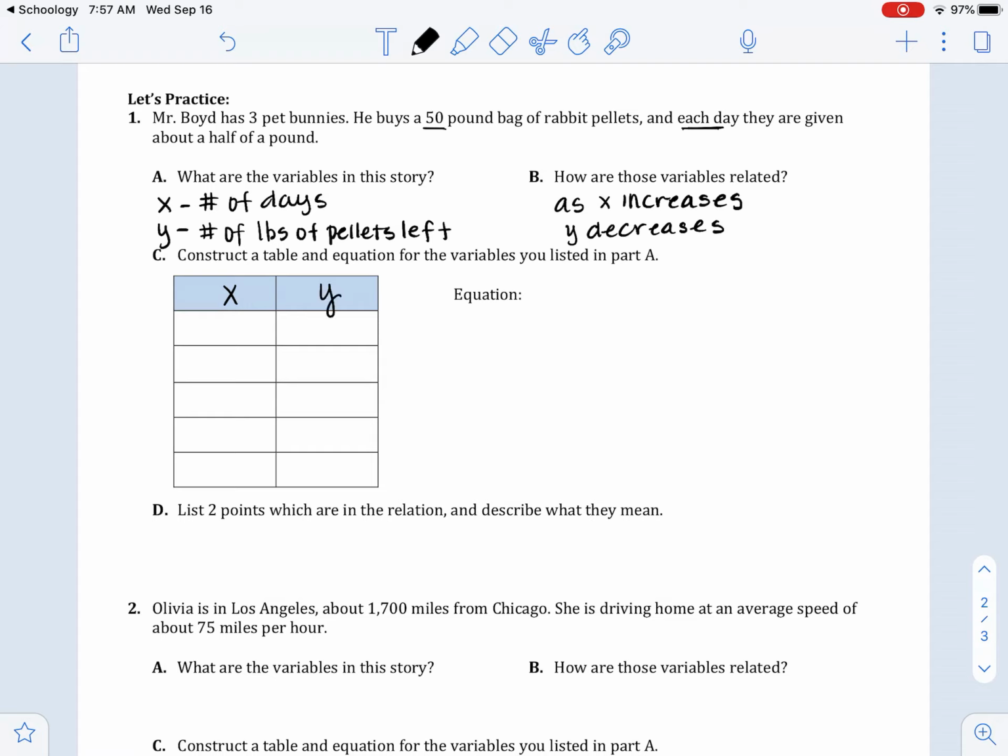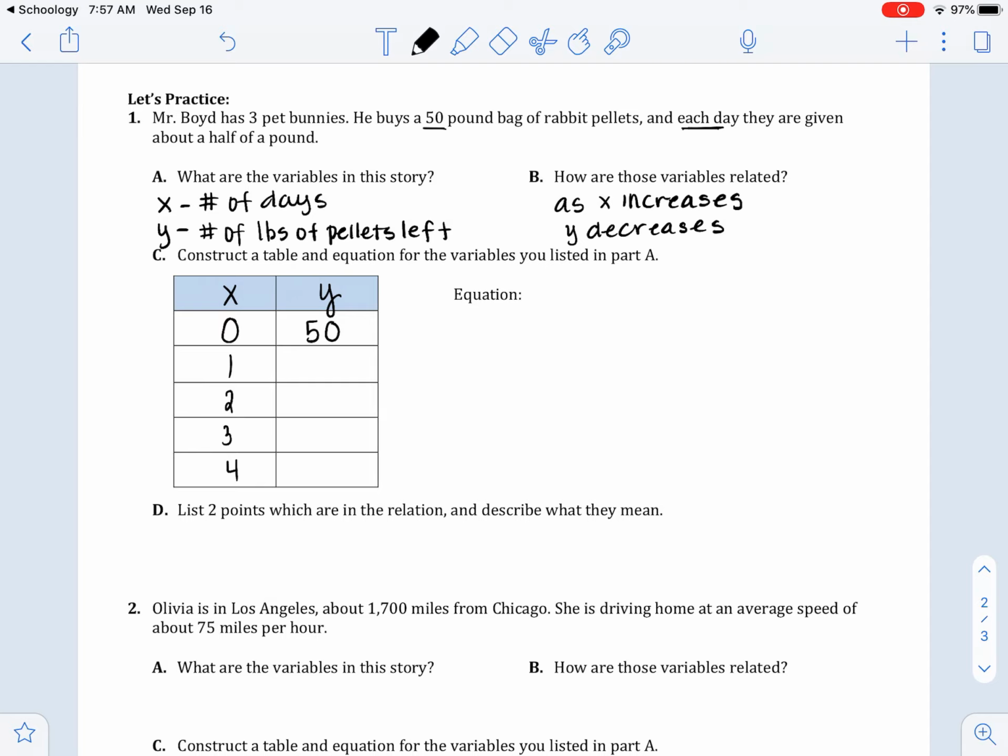All right, so I'm going to make my table. X is going to go here, Y is going to go here. And let's start with 0 days. So basically when he buys the bag, right? This is the most common thing people forget, is to start with 0. So make sure you're starting with 0. 1, 2, 3, 4.